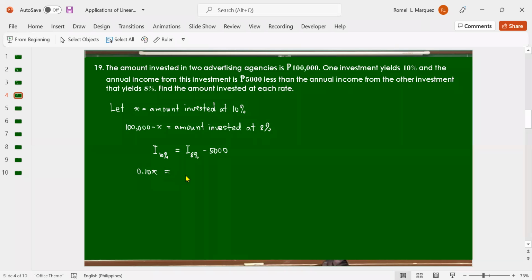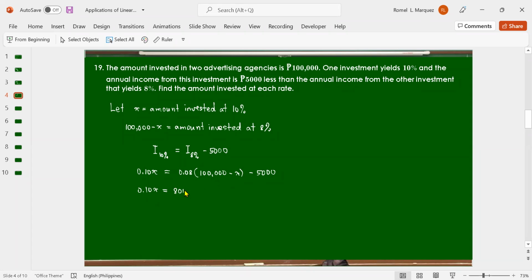Okay? So, 8% is what? So, 0.08 times the principal. What's the principal? 100,000 minus X. Then minus 5,000. Okay, guys? So, 0.10X is equal to, what is 0.08 times 100,000?